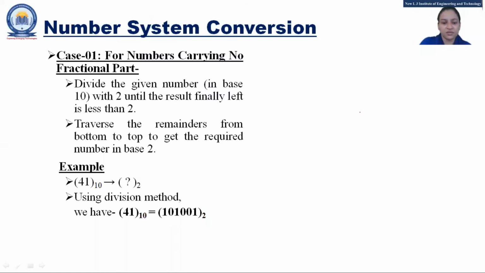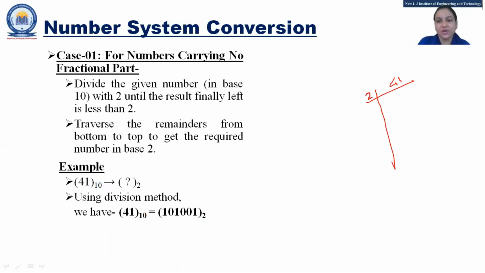Now we will see the conversion from decimal to binary. We will take one number, that is 41. What we have to do in decimal to binary is keep on dividing the given number by 2 until we get a remainder less than 2. Once we get the remainder less than 2, we have to take all the remainder bits from bottom to up. Now we see the example.